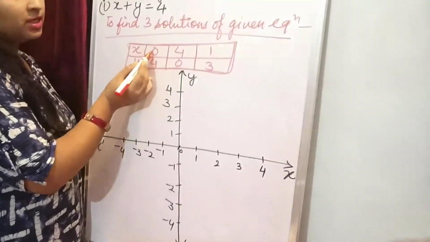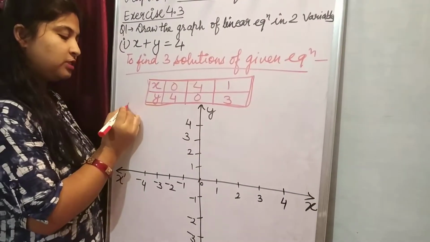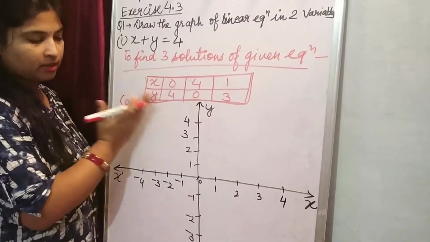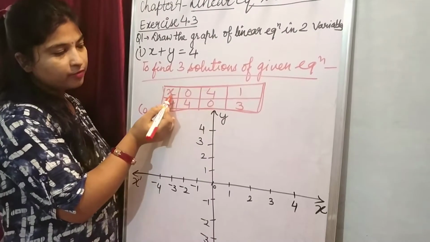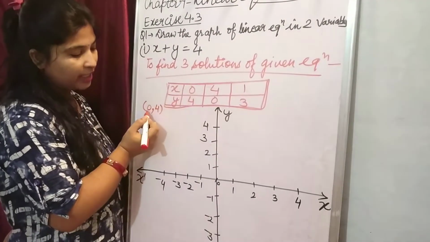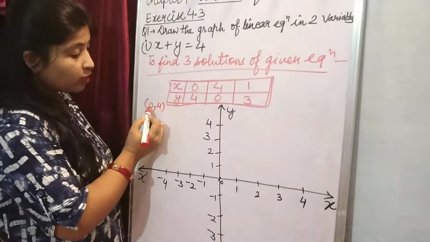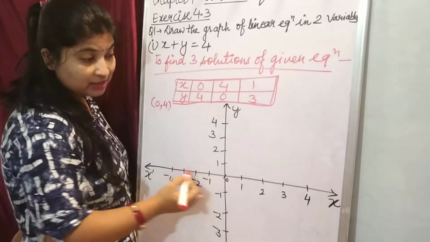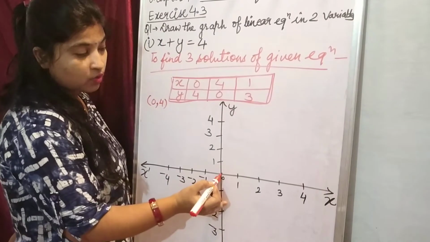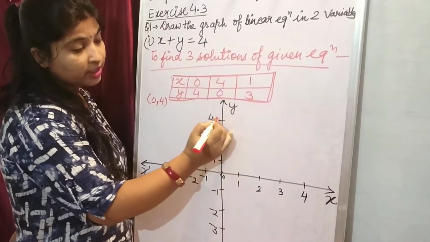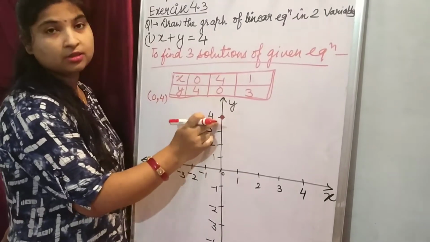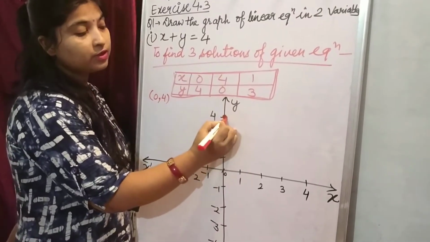Now, first number. Can you see that my first point is (0, 4)? You can make it roughly. What is the meaning of x equal to 0, y equal to 4? That means (0, 4). So what is the value of x over here? x is 0, and x is on the x-axis. Where is 0? Here it is 0. And where is 4? 4 is here. So this is your first point.